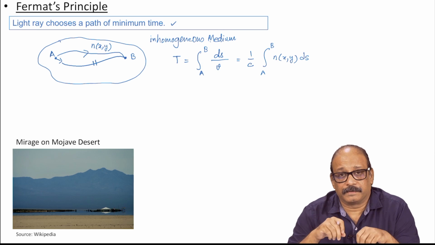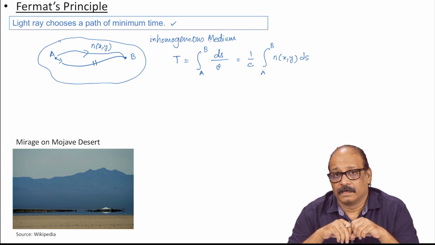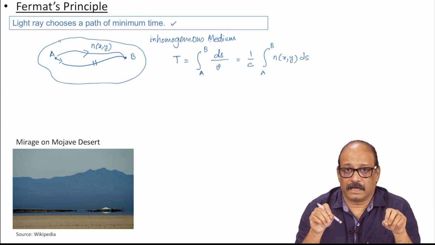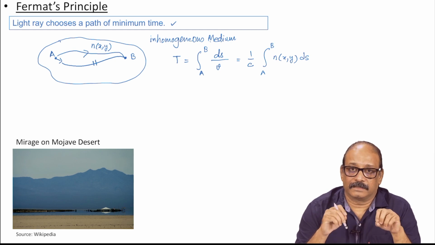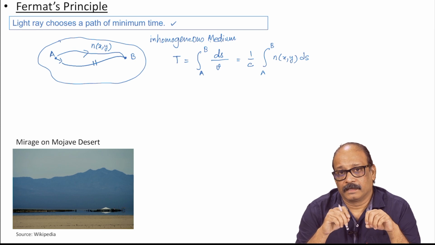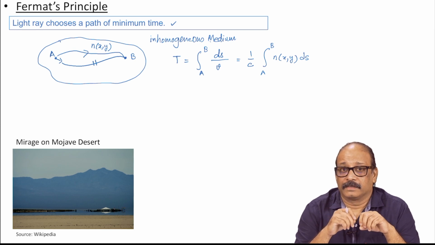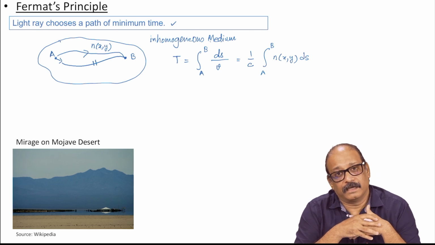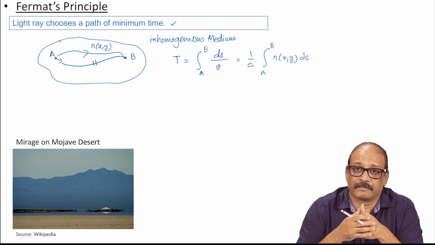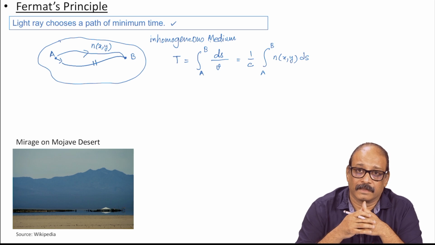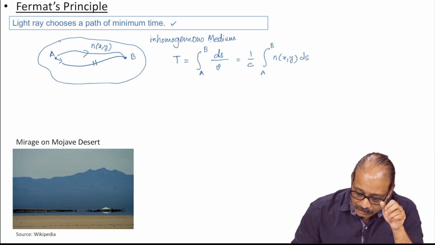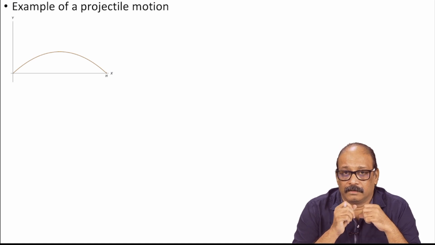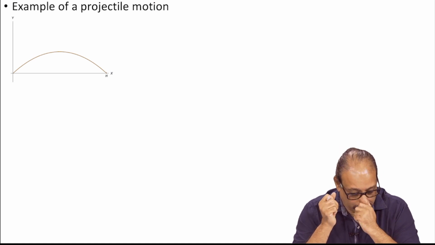Now, if there is a Fermat's principle for light, and remember the light is in principle not covered under classical mechanics, why can't I have such a principle, or what is that principle which will apply to classical systems or classical mechanics? And for that I will take one more example. Now, look at this example of a projectile motion.